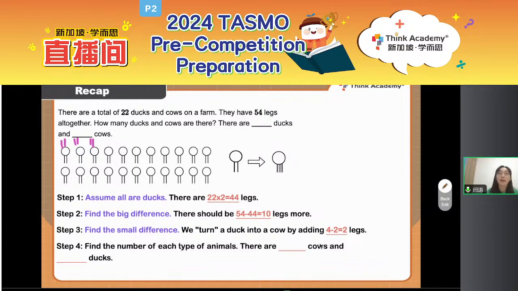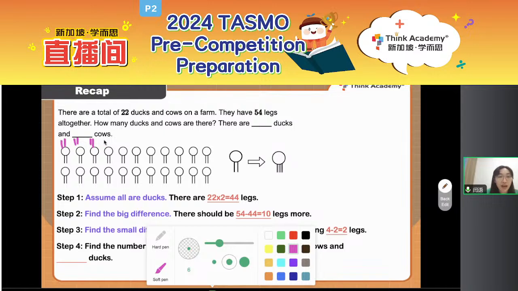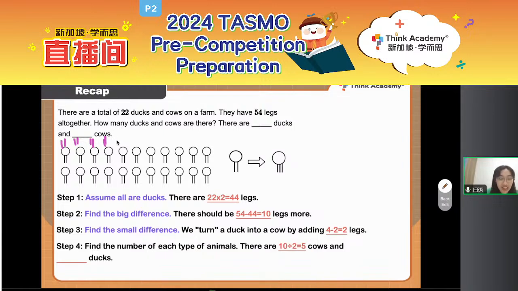So actually, we can apply division. So what is the division here? Let's build the equation. Yes, 10 divided by 2, which is 5. That is, you need to make 5 changes, okay? By turning 5 ducks into cows. So here, we have 5 cows in this question. So if you know that there are 5 cows, then how many ducks are there? That is 22 minus 5, which is 17.